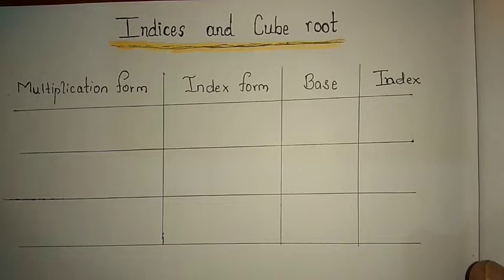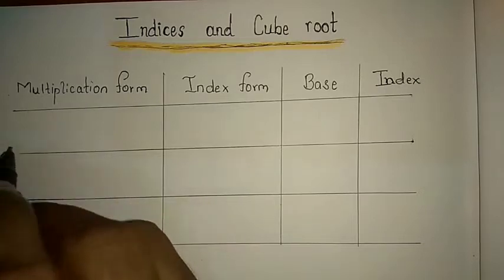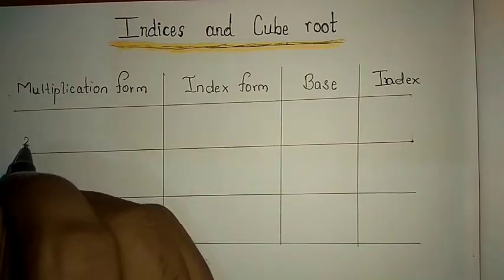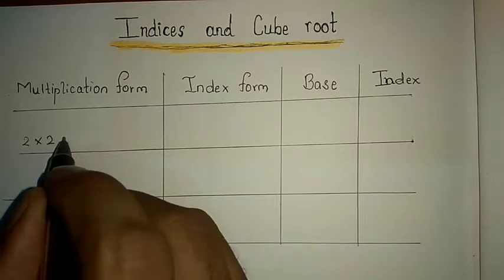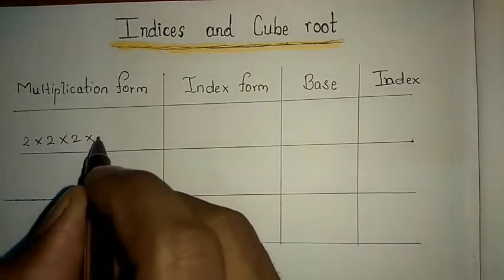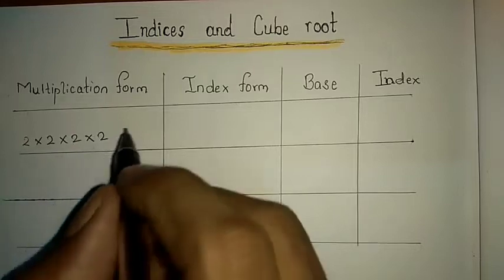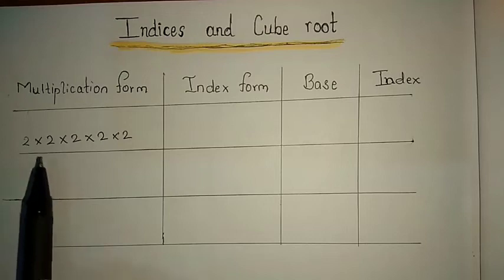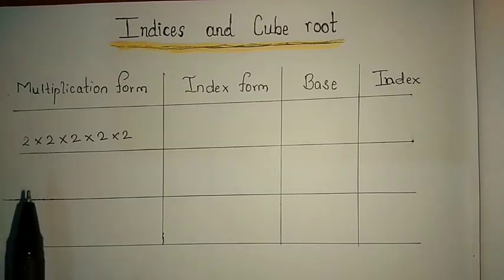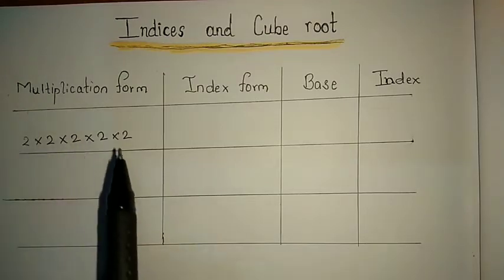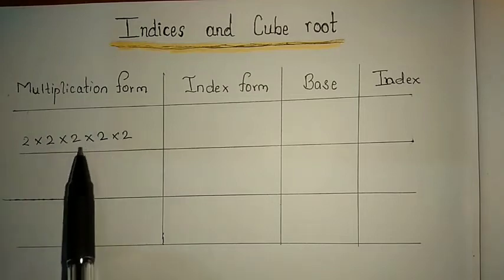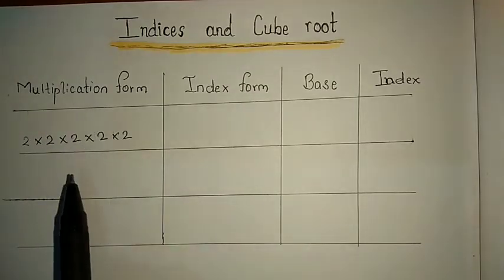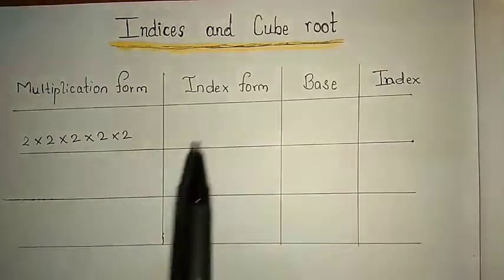For example, I have one number 2 and I have multiplied that number by itself only. For example, 2 multiplied by itself 5 times. 2 into 2 into 2 into 2 into 2, 1 2 3 4 and 5 times. I have multiplied 2 by itself only. How many times? 5 times. So this is the multiplication form. How to write it in index form?